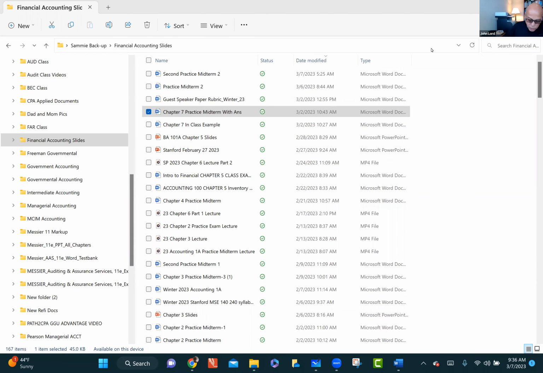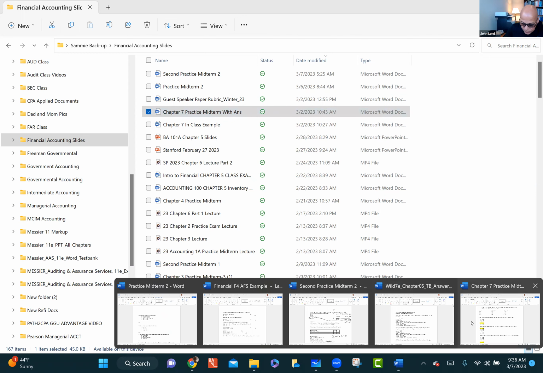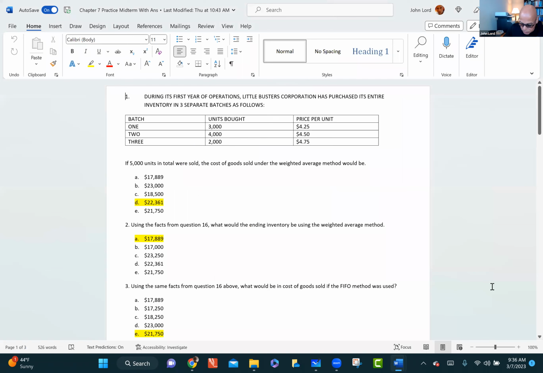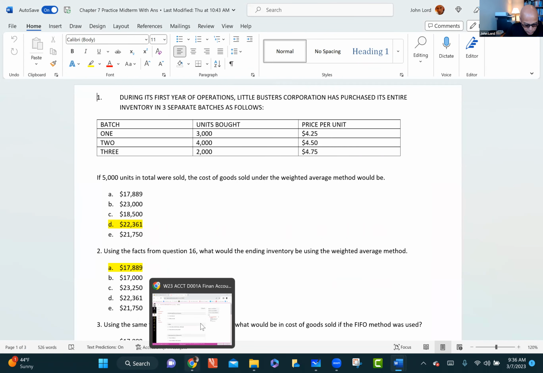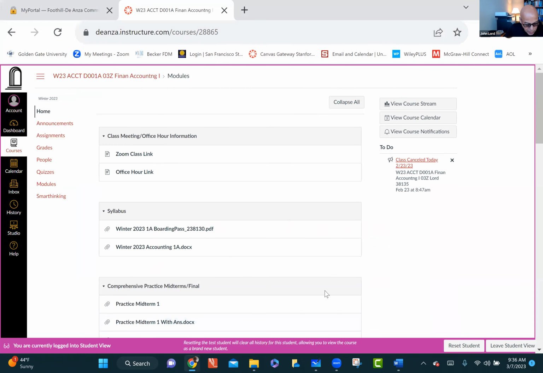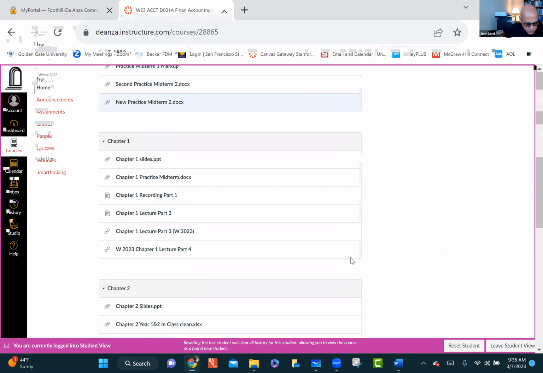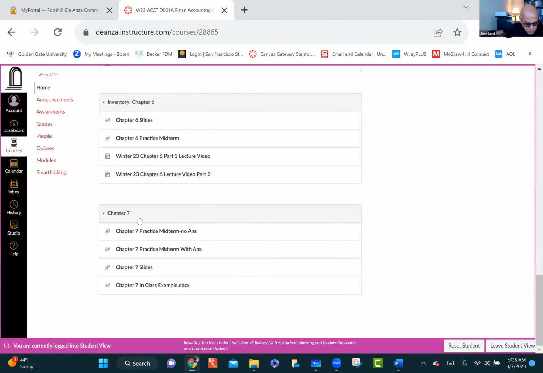Okay, good. And let's just go ahead and take a look. And as I said, the first one we're going to look at is this practice midterm for chapter 7. Just a reminder of where things are on Canvas: we have the practice midterm, obviously, per chapter, as we've been doing. So I'm looking at this practice midterm from chapter 7 right now.